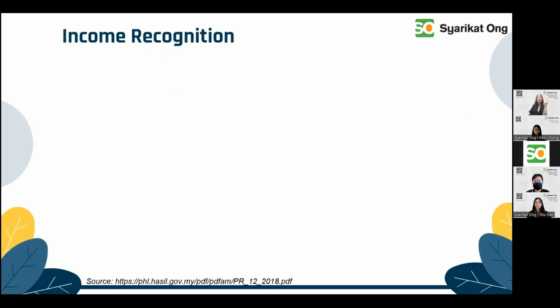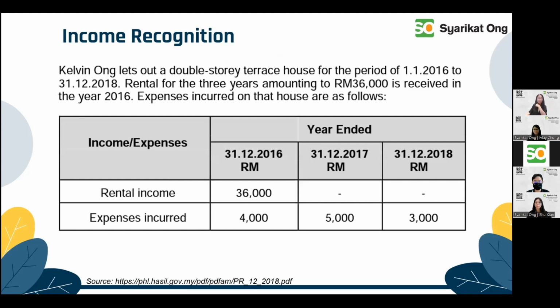We are giving you an example to make you understand. For example, Kelvin Ong has a double-story terrace house whereby there is a tenancy that was signed for 16 to 18. Rental for 3 years, amounting to 36,000, meaning 12,000 a year, 1,000 a month, is received in the year 2016 itself.